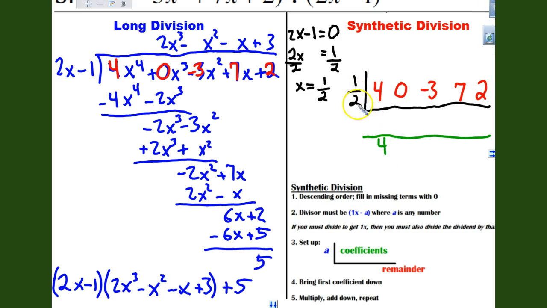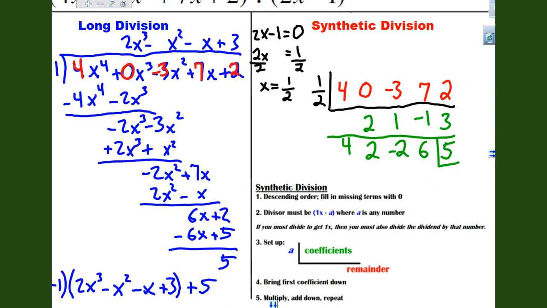So we have 1/2, half of 4 is 2. 0 plus 2 is 2. Half of 2 is 1. Negative 3 plus 1 is negative 2. Half of negative 2 is negative 1. 7 minus 1 is 6. Half of 6 is 3. And we get a remainder 5. Okay? So how's that look? Is that good?